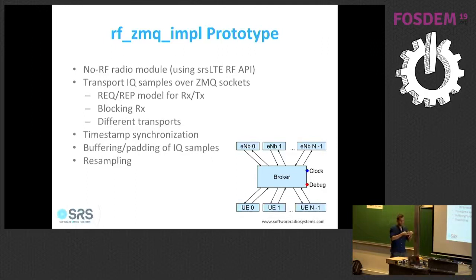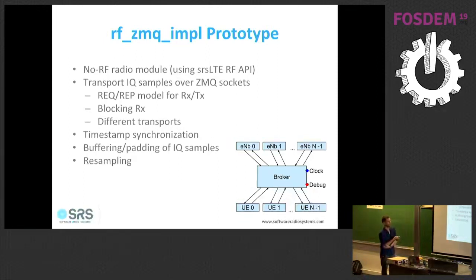Put in a way of handling the timestamps that the UE generates and that the driver needs to understand and interpret. And then we obviously need to have some buffering and padding of IQ samples, because a receiver expects input, but the UE does not always generate output. So we need to find a way to deal with that, and the resampling issue. And I think it's going to look like that.